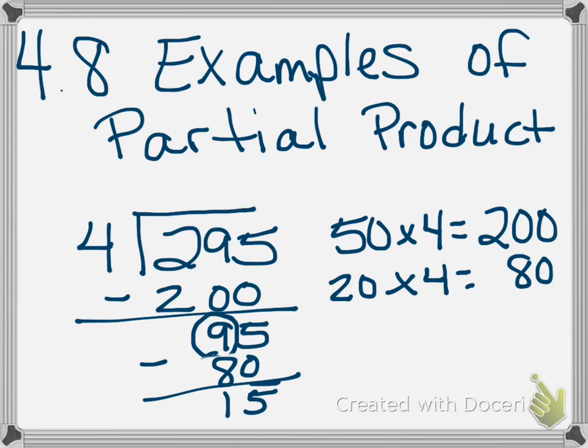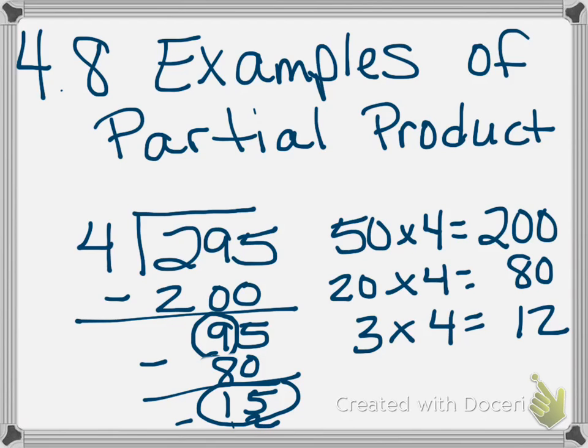I again ask, well, how many times does 4 go into 15? And I know that 3 times 4 gets me 12. And I subtract that out one more time. Now what I have left is 3, and 4 does not go into 3, and so the kids know that that's going to be your remainder right away.